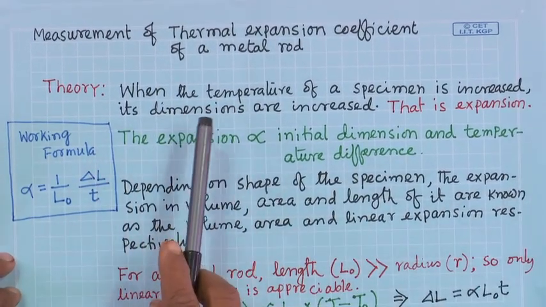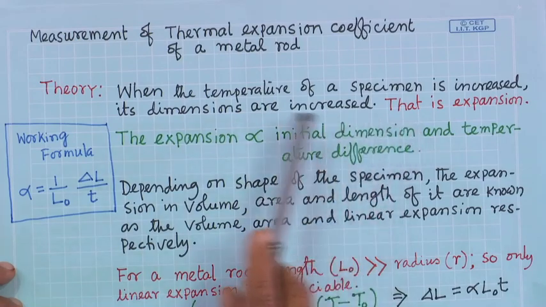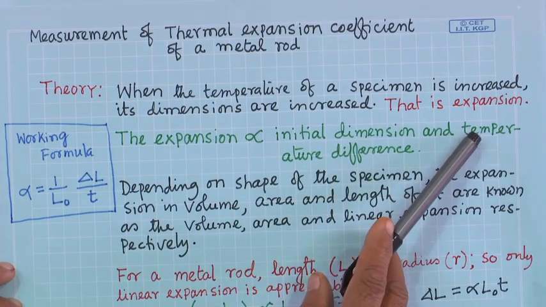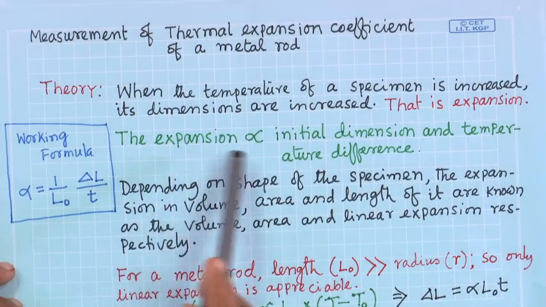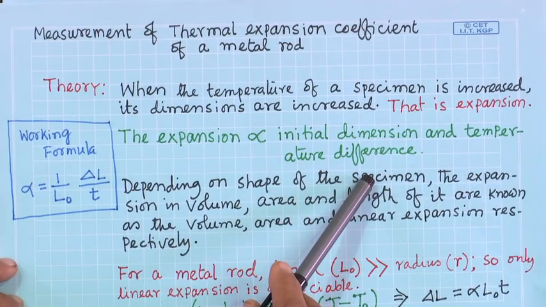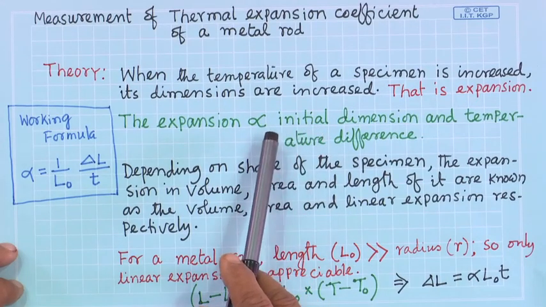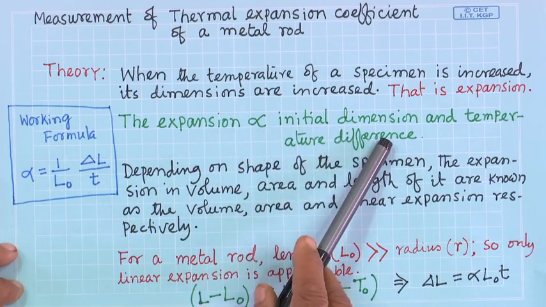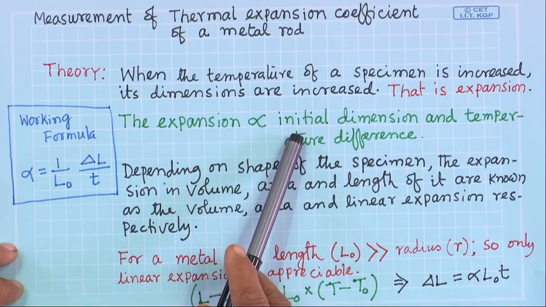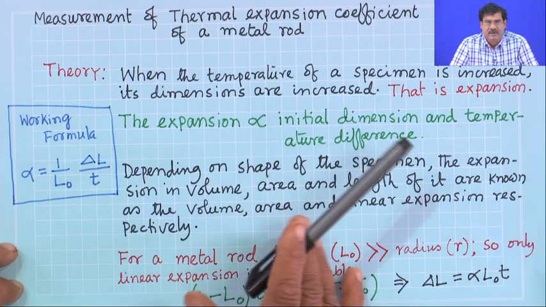so theory of it is very simple, that when the temperature of a specimen is increased, its dimensions are increased. That is basically expansion. Okay. So, this expansion is proportional to initial dimension and temperature difference. So, if you increase the temperature, then its dimension changes. Dimension can be length, it can be width, it can be thickness, it can be radius, whatever. So, in all directions basically it will expand.